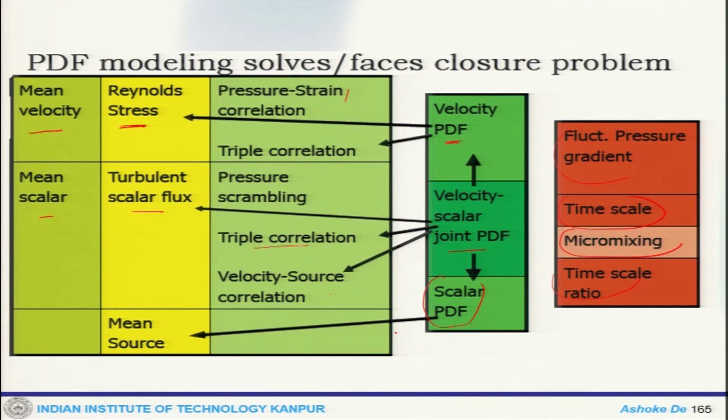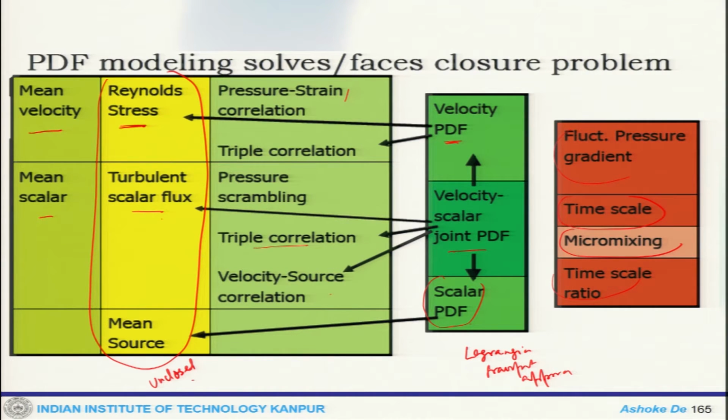So, that will give you an idea of which one is used to close which of these terms, and these are essentially the set of terms which arise as unclosed, and you close them through this Lagrangian transport approach or the probability density function approach.